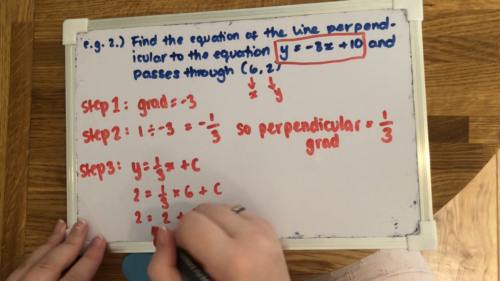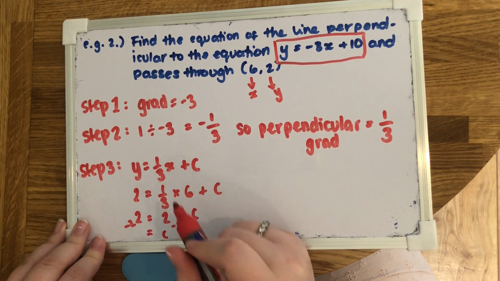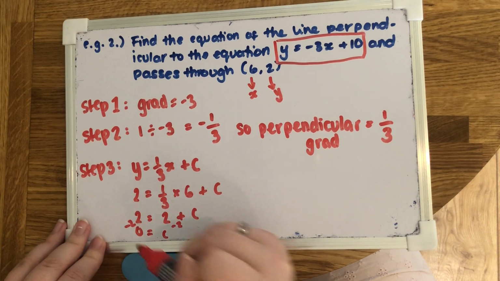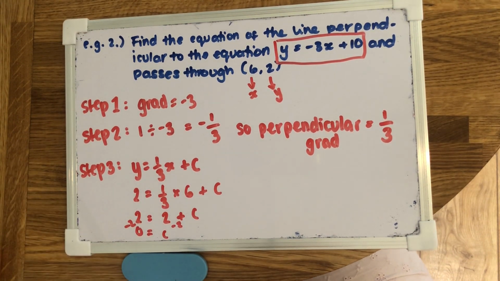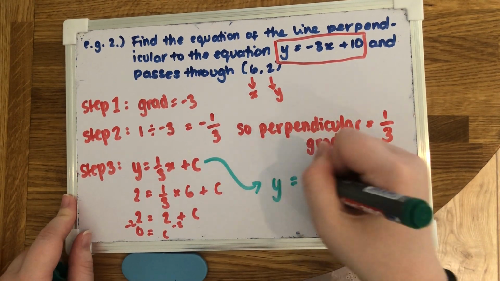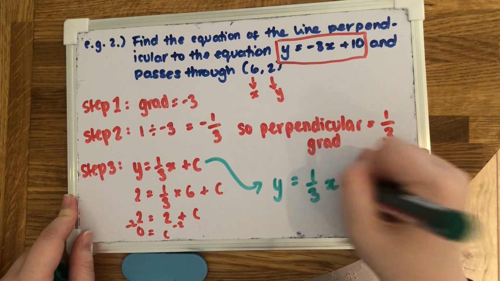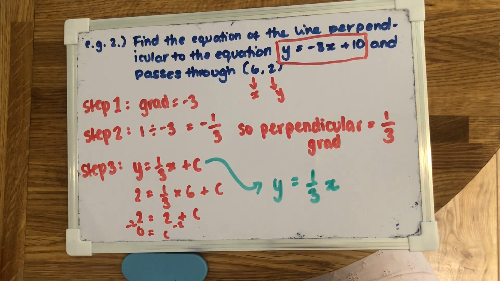Okay, again, we just want c on its own, so to do that we need to subtract 2 from both sides. 2 subtract 2 is just 0, so c is nothing. So then we come back to this part here, so it'll be y equals 1/3 x. Now you can write plus 0, but plus 0 doesn't do anything, it doesn't change the line. So that is the answer, y equals 1/3 of x.